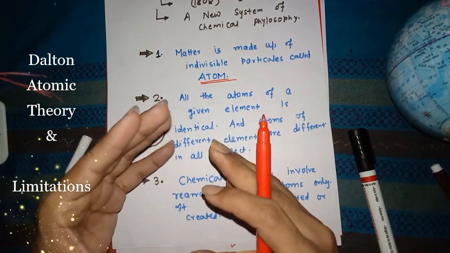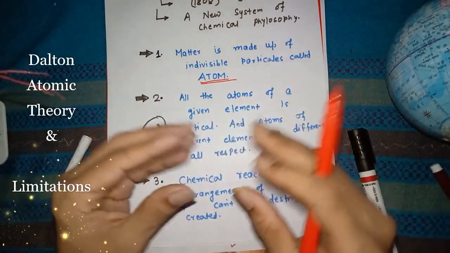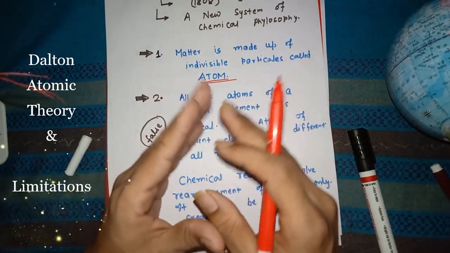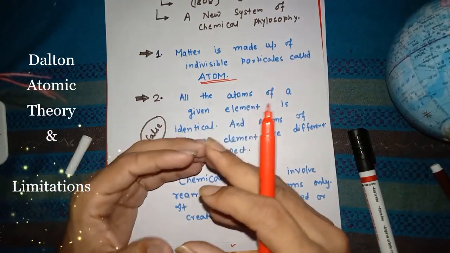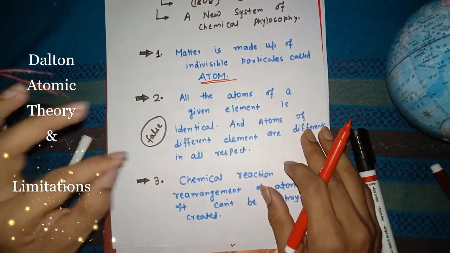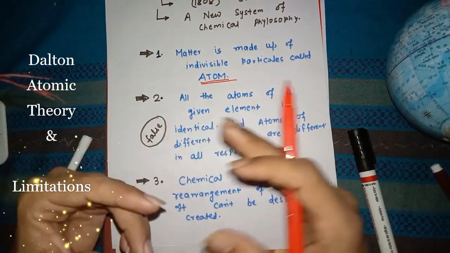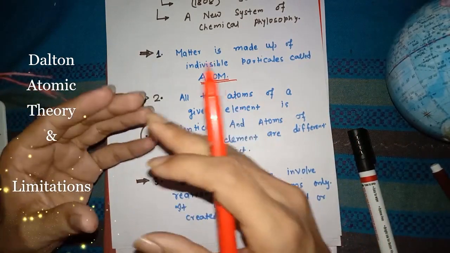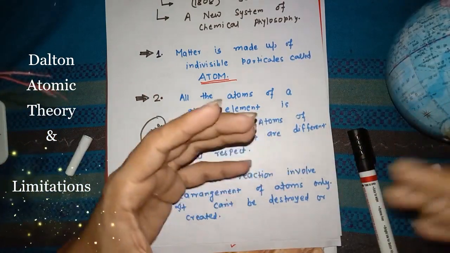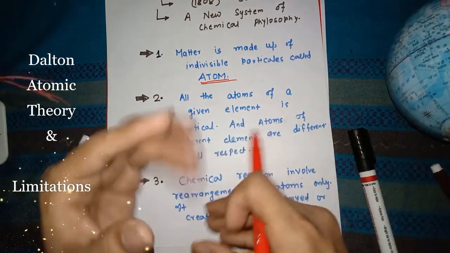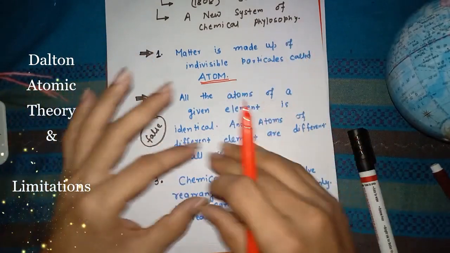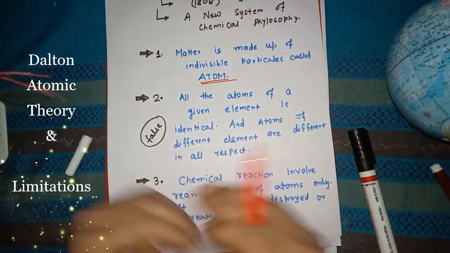So if you take sodium, it has sodium atoms. All the sodium atoms have the same property, same mass, same shape and size. So every property of all the atoms of the same element is identical. And atoms of different elements are different. If you take a sodium atom and an aluminium atom, the properties of the aluminium atom are different than the properties of sodium atoms.